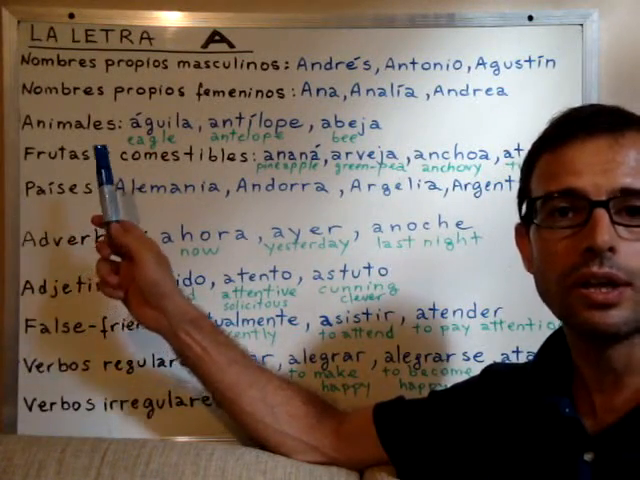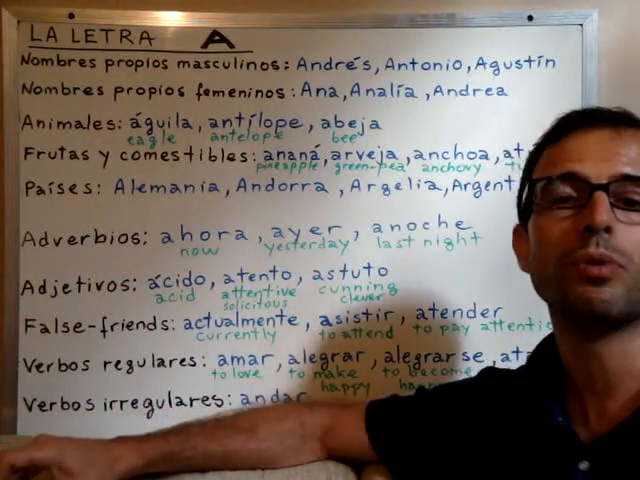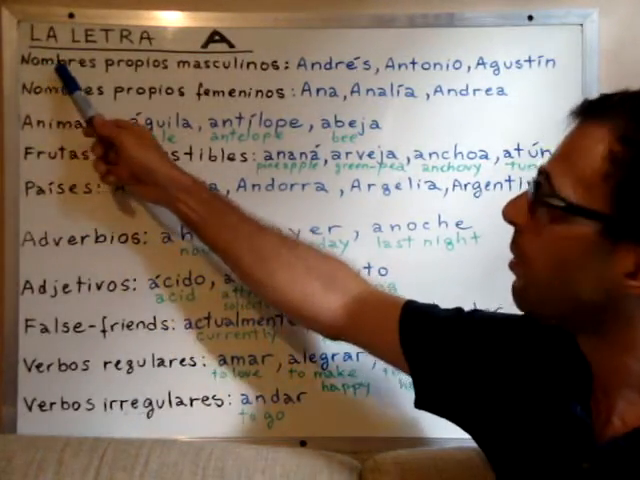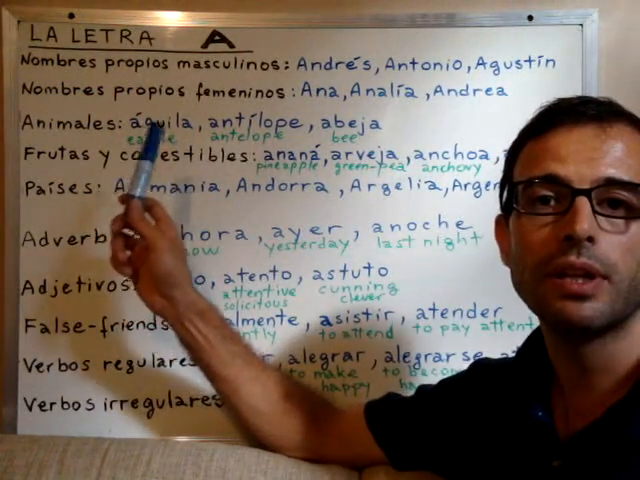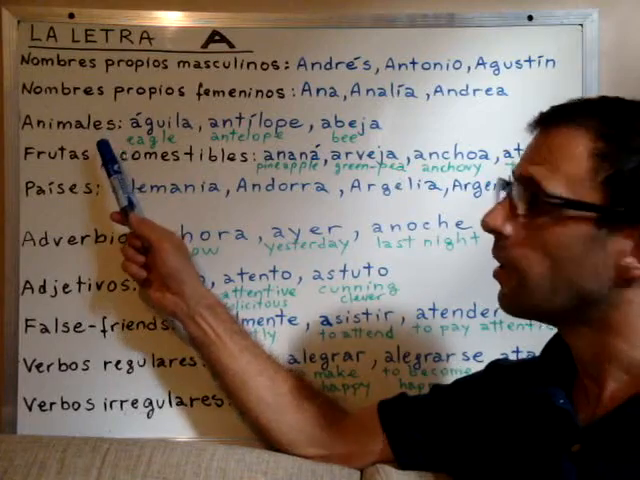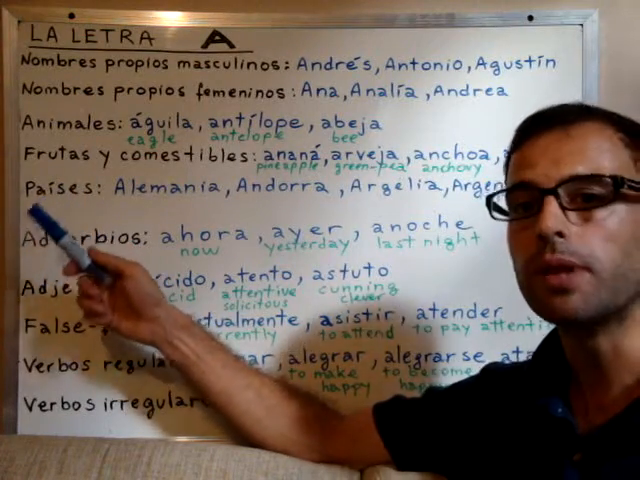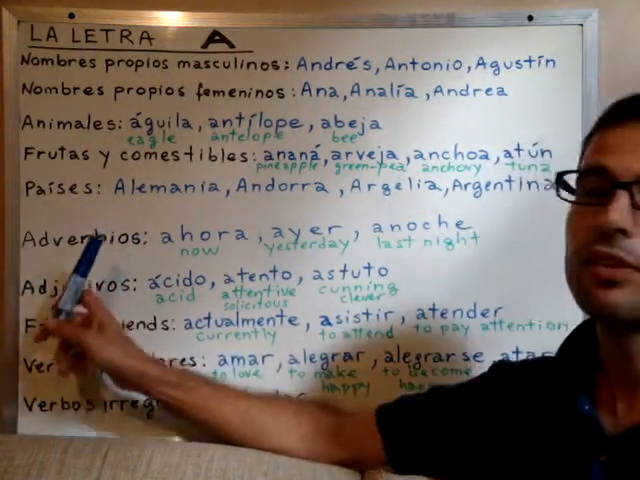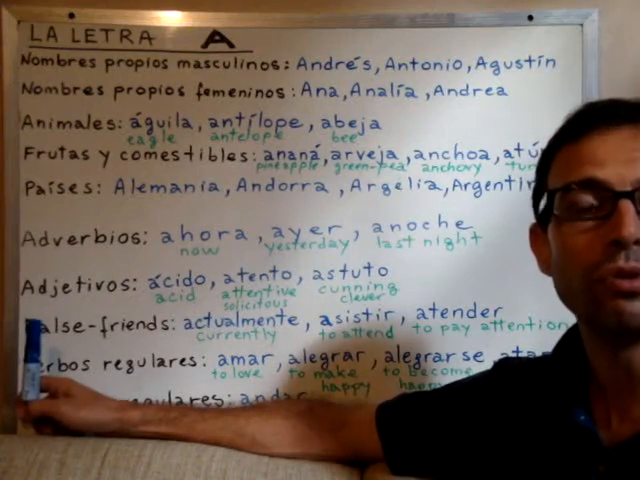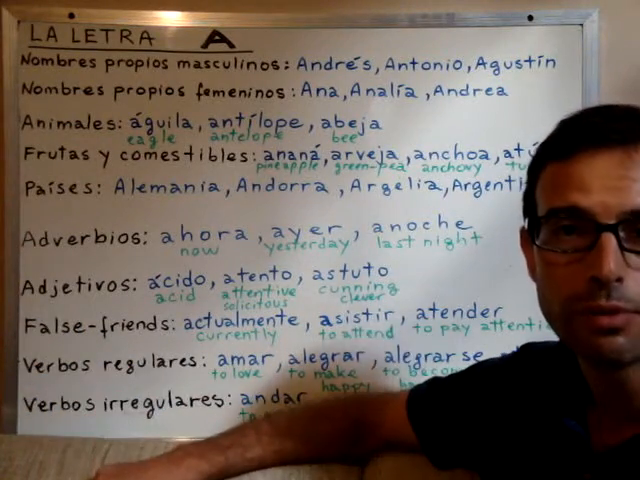I will start showing one letter at a time, right? Beginning from letter A, ending with letter Z. And in every class I will mention some Spanish masculine given names, Spanish feminine given names, some names of animals that begin with letter A, some names of fruits and eatables that begin with A, names of countries, some adverbs that begin with A, some adjectives, some false friends, false friend words or false cognates that begin with letter A, also some regular verbs and irregular verbs that begin with A.